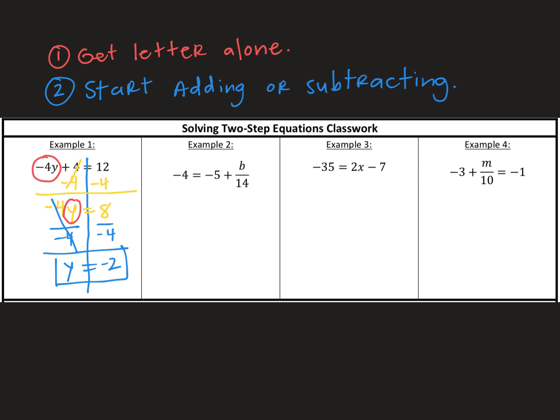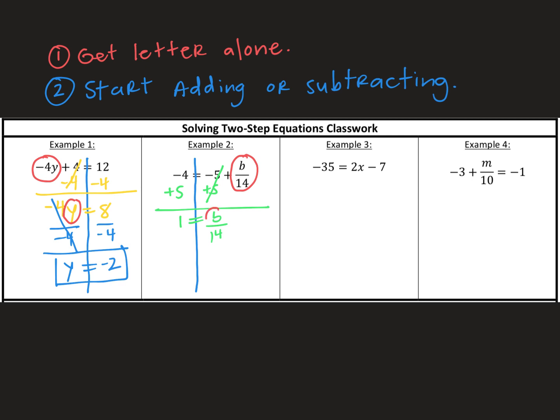All right, let's go ahead and look at example 2. Again, we're going to start that same way. We're going to draw a line through the equal sign. I'm going to circle the part that has the variable, and we want to get that alone. So I know I need to move that negative 5. Again, the opposite of subtracting 5 is adding, so we're going to do plus 5, plus 5. Negative 4 plus 5 is 1. Negative 5 plus 5 cancel out, and we're just left with b divided by 14.